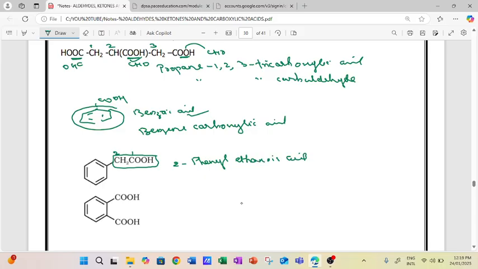Now in this case, there are 2 carboxylic acids, same like the previous case. So we will call it as dicarboxylic acid, and where it is attached in benzene, in which all positions? 1 and 2. So benzene 1, 2 dicarboxylic acid.